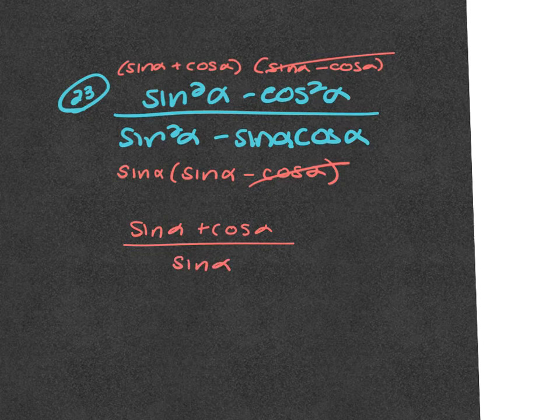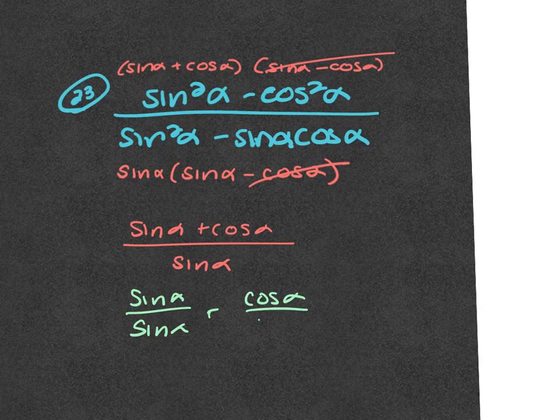And then that, you can actually split up into 2 separate fractions. Sine of theta over sine, and cosine, I mean not theta, that's alpha, but cosine over sine. And sine over sine becomes 1. And cosine over sine becomes cotangent.